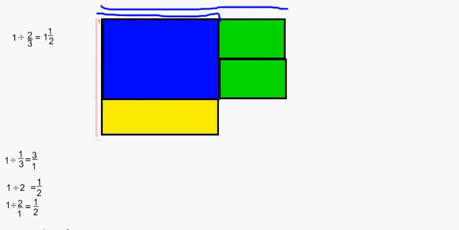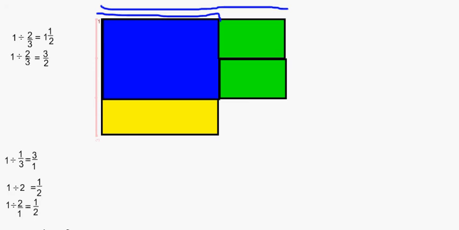It's important to recognize that it's 1 and a half what? It's 1 and a half 2/3, because we're saying how many 2/3 are in 1. We've got 1 2/3 and half of a 2/3. So it's 1 and a half 2/3. If I change this into an improper fraction, I will get 3 over 2.